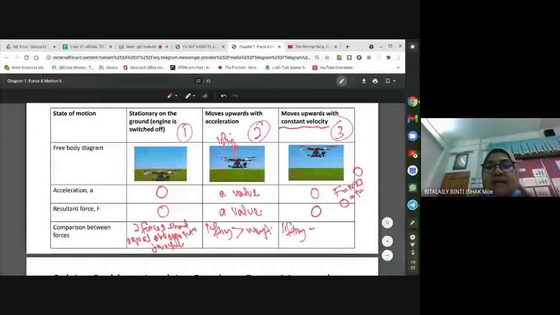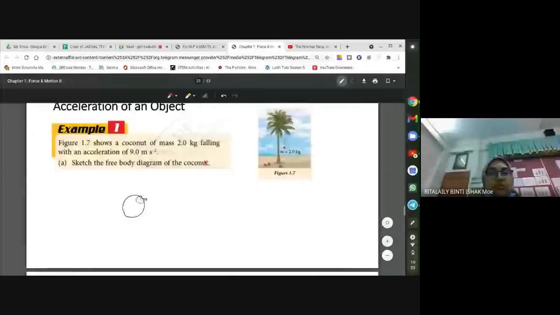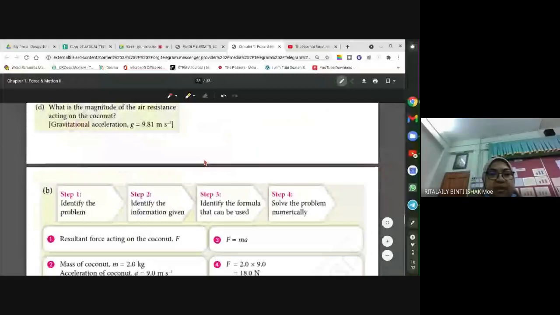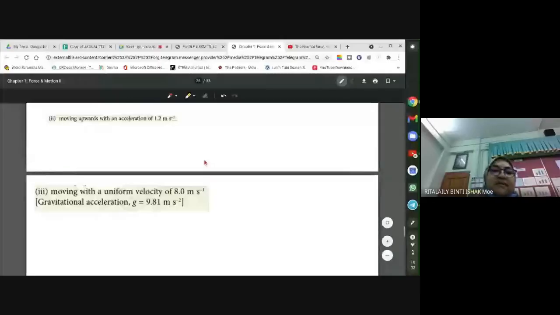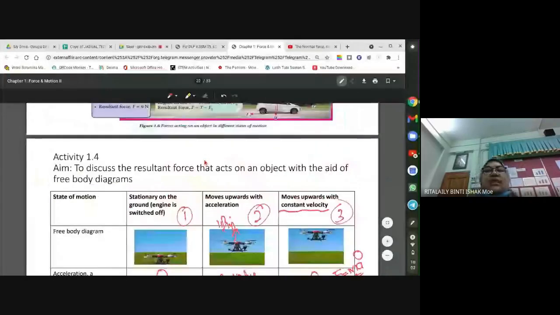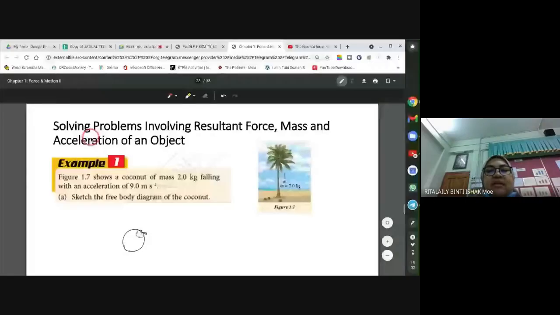Okay, so we stop here. It's 10 o'clock now. But what I want you to do is, the example has the answer. Never mind, I'll give you another exercise for resultant force. You will need to submit that and paste it in your book. For the next class, we are going to discuss problem solving involving resultant force, mass and acceleration of an object. Okay, so we stop here.